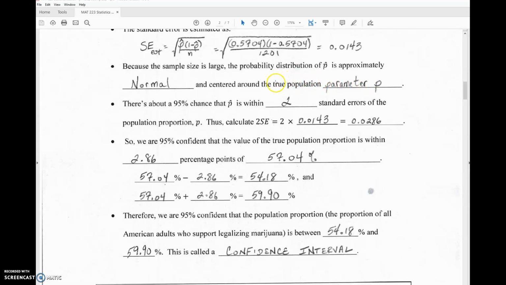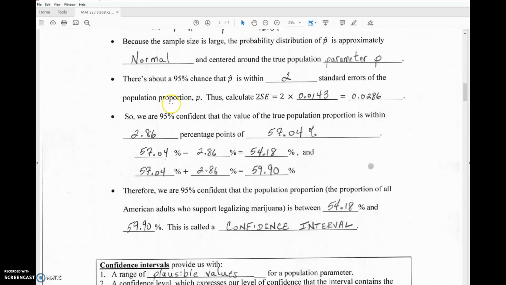In other words, it's normal, capital N, of p as the mean, comma, SE, standard error, as the standard deviation. Now we're estimating both, but that's okay because we're assuming p hat is close to p. There's about a 95% chance that p hat is within two standard errors of the population proportion p. That's using the empirical rule. Thus, we calculate two standard errors to get 2 times 0.0143, which is 0.0286. These are the standard error estimates.